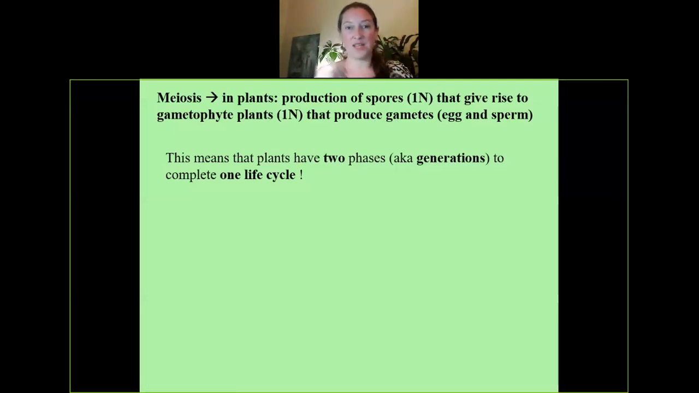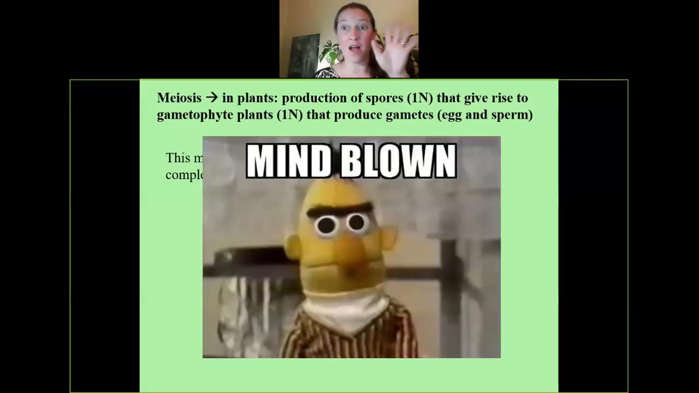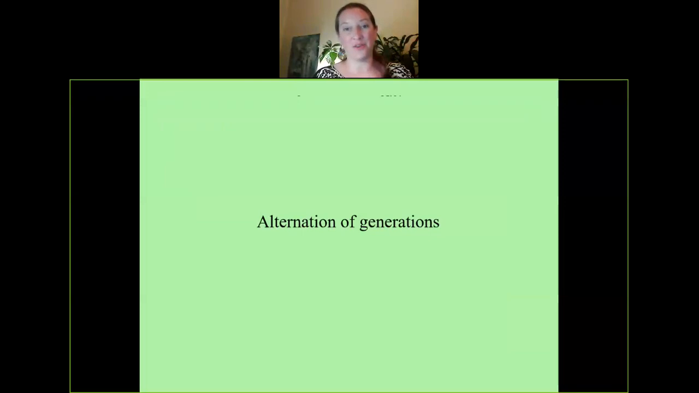Okay, so just to rewind. In animals, meiosis leads to, boom, egg and sperm, gametes. But in plants, meiosis leads to spores. Spores are going to grow into plants, and those plants are going to be what makes the gametes, egg and sperm. What does that mean? That means that plants actually have 2 generations. 2 generations for one life cycle. Humans have 1 generation for our life cycle. Plants have 2 generations to complete one life cycle. I know. And that's called alternation of generations.